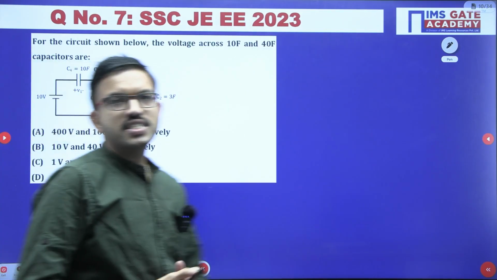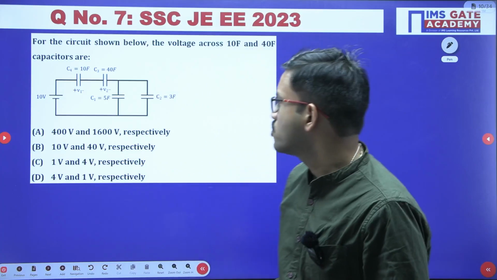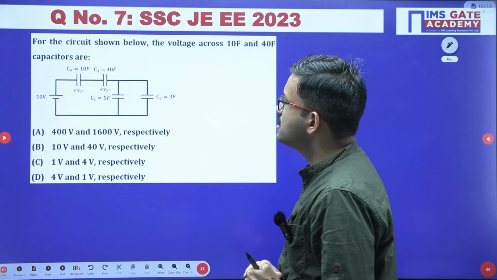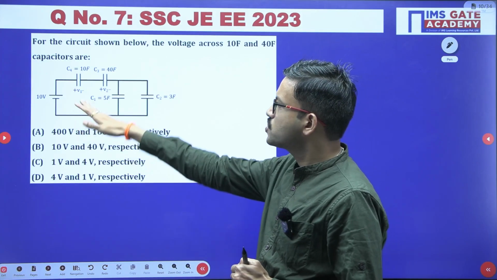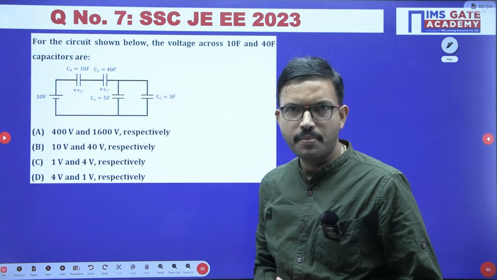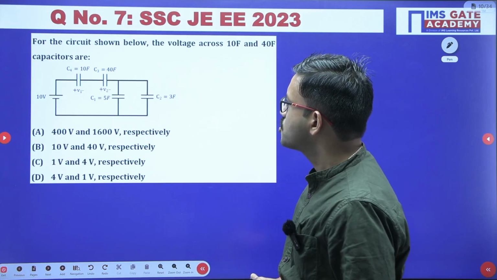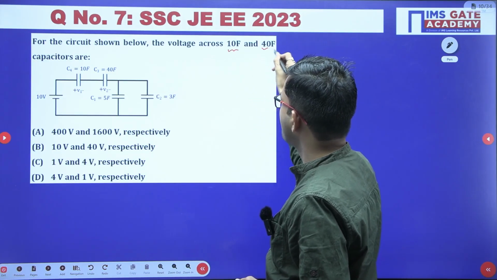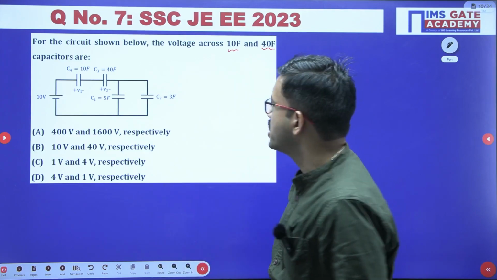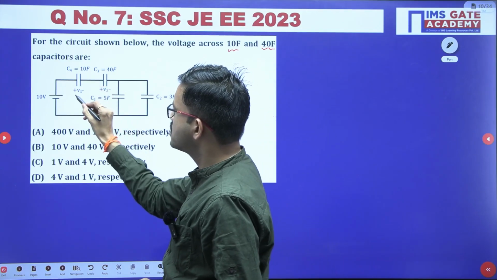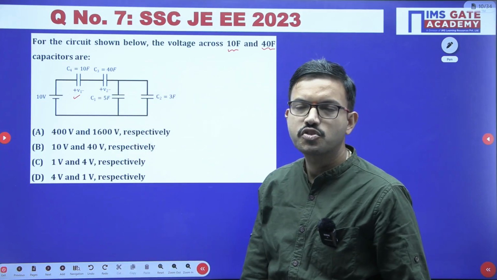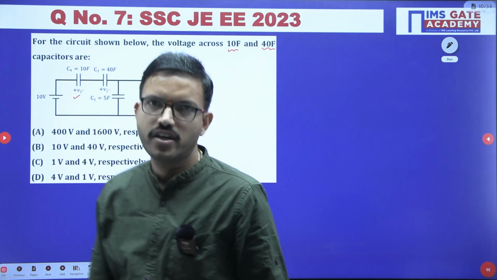This question also belongs to the basics only. So just observe this particular circuit diagram. In this circuit diagram you have one voltage source and all the rest of the elements are capacitors. In this question we have to calculate the voltage across the 10 farad capacitor and the 40 farad capacitor. They have mentioned V1 as the voltage across the 10 farad capacitor, and V2 as the voltage across the 40 farad. So V1, V2 we have to calculate.